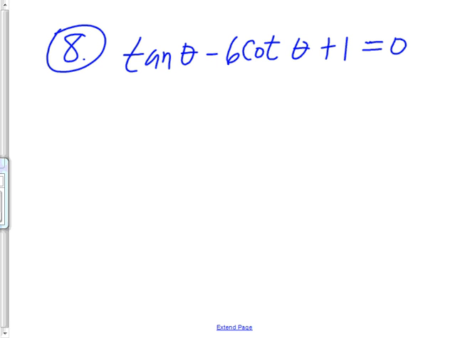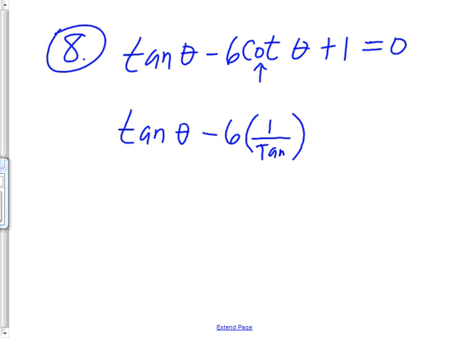On this one, remember that the theme I'm trying to develop here is that you want to get these boiled down to just one function, like tangent the whole way through. Can you see that if we change this to 1 over tangent, then we'll have tangent the whole way through? Tangent theta minus 6, and I replace this with 1 over tangent of theta plus 1 equals 0. Again, I know the answer is not just jumping right out at you, but this has tangent as the only function in it. So that means there's a chance I can solve it.